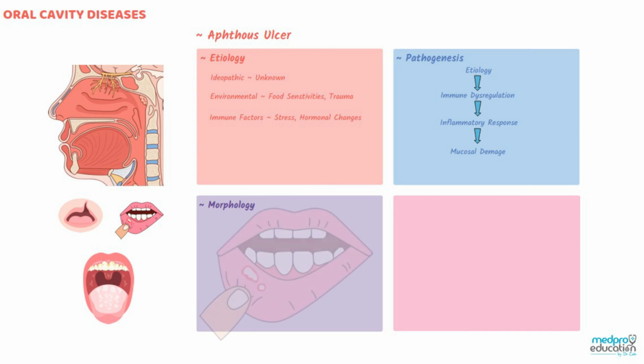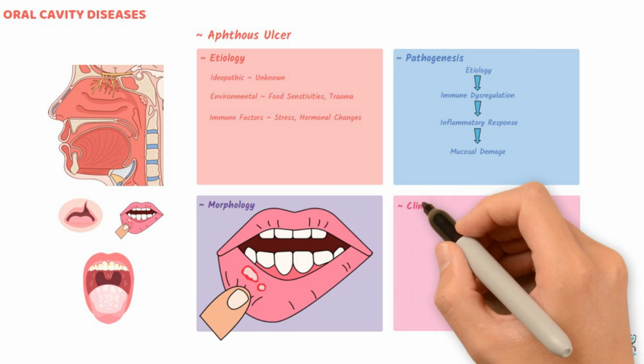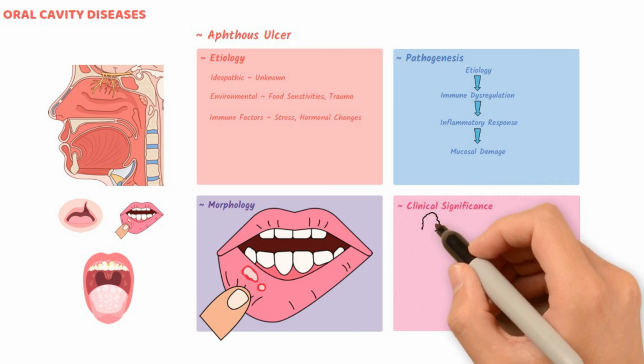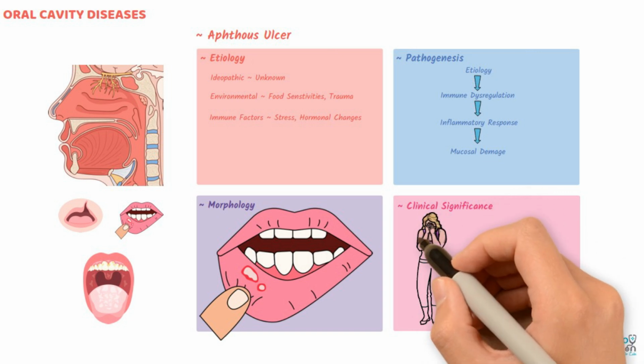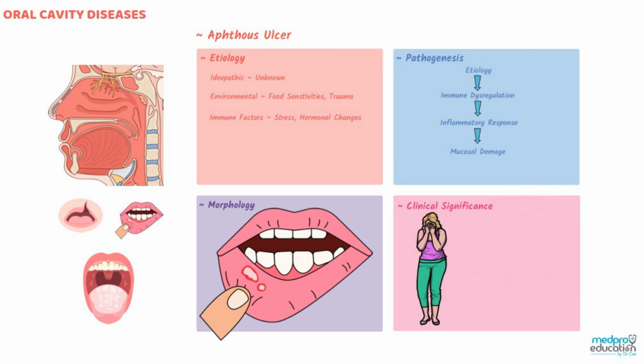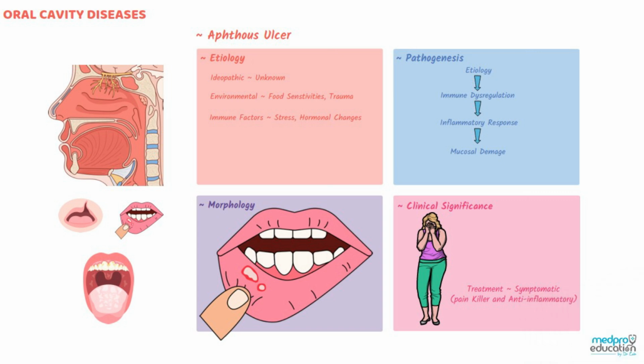Morphology. We see a gross superficial ulcer with a characteristic grayish-yellow fibrin base surrounded by a halo of erythema, redness. Clinical significance. It presents as a painful, recurrent shallow ulcer that heals spontaneously within 7 to 10 days. Treatment is focused on pain relief and reducing inflammation.